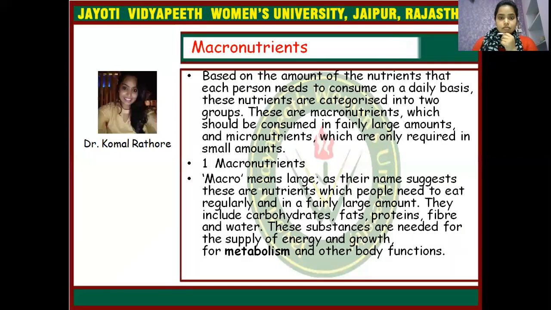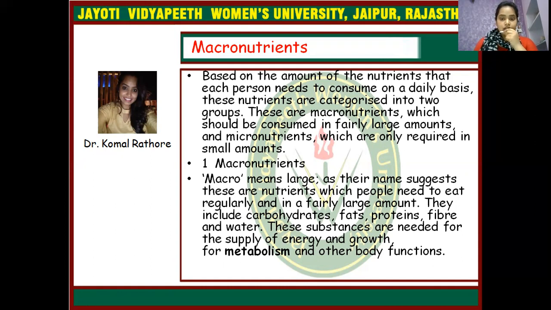So the main classification of nutrients is based on the amount of nutrients that each person needs to consume on a daily basis. These nutrients are categorized into 2 groups. These are macronutrients, which should be consumed in fairly large amounts, and micronutrients, which are only required in a small amount.